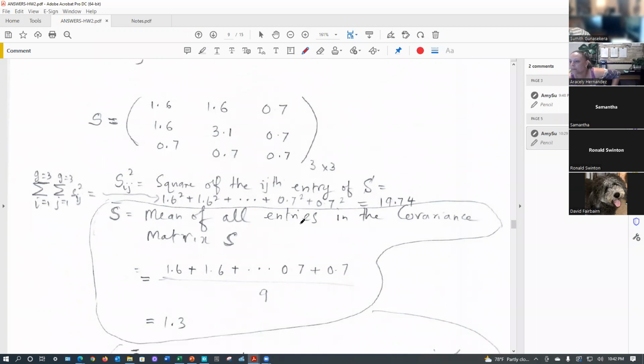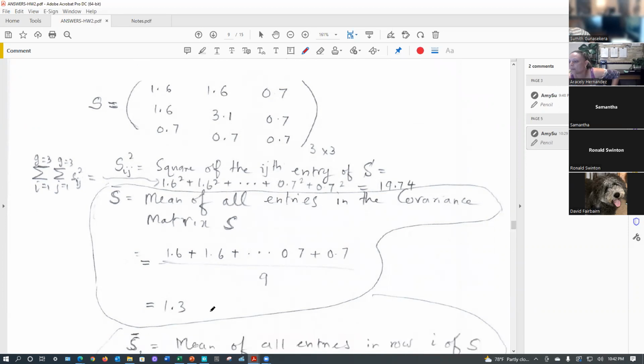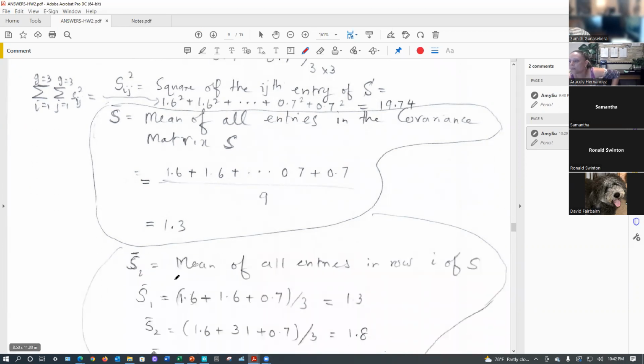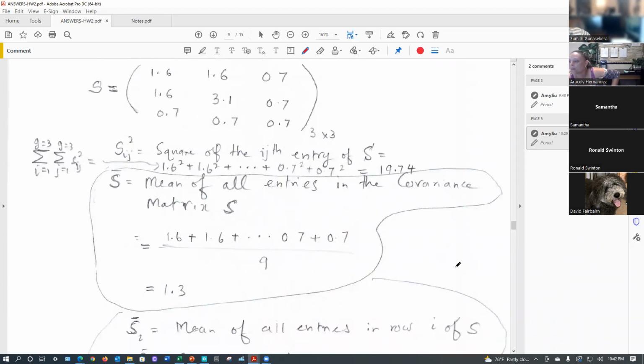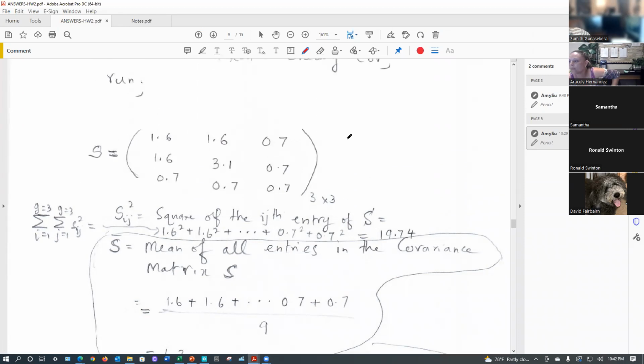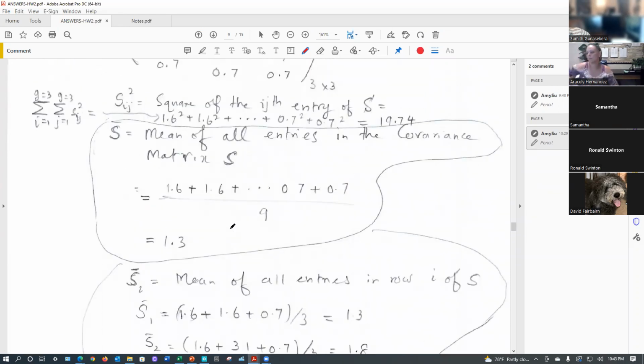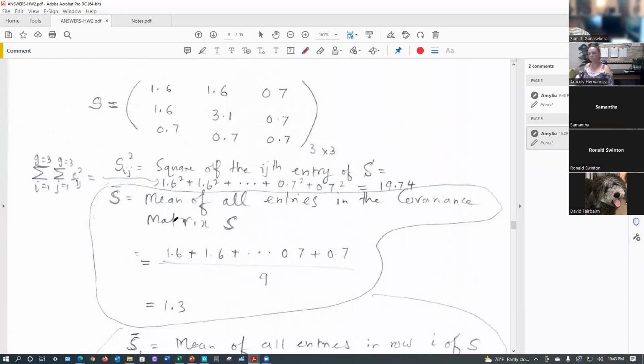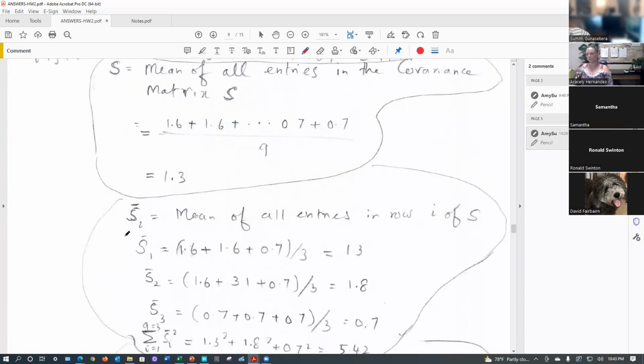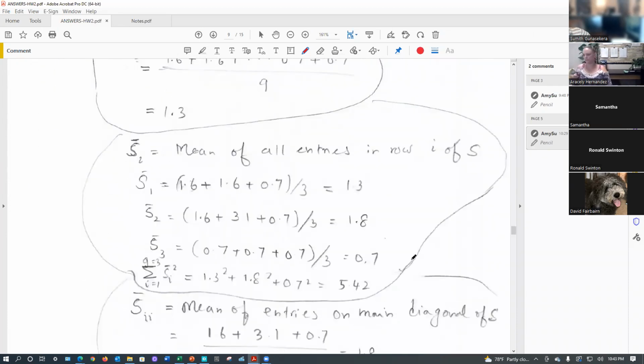Then the mean of all entries in the covariance matrix. This is the square of the ijth entry of this one. It's the mean of all entries. I added all the entries together and then divided by 9, 1.3. Then I get the mean of all entries in each row: 1.6, 1.6, 0.7 divided by 3; 1.6, 3.1, 0.7 divided by 3; 0.7, 0.7 divided by 3. Then I got that one.